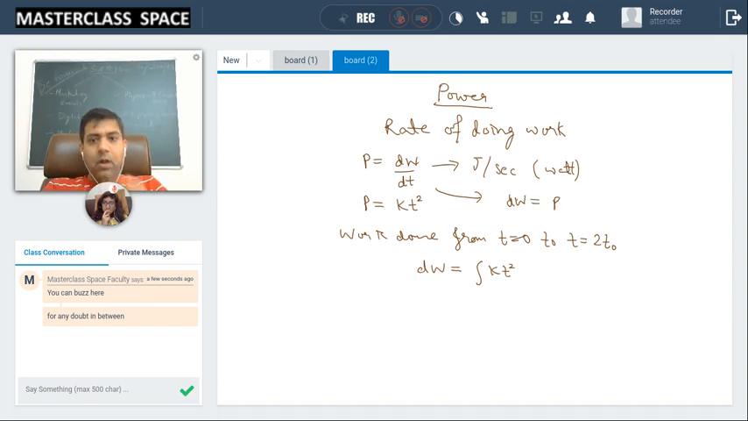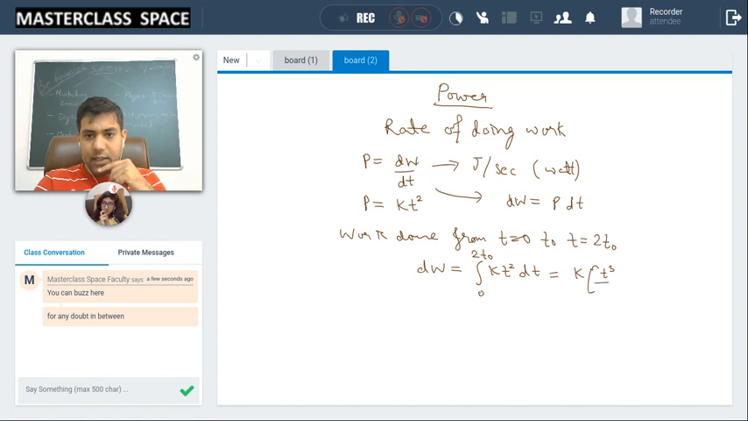dW equal to P dt. Okay, so that's what I'm going to write: dW equal to P into dt, and integrate from 0 to 2t naught. Isn't it easy? Quite easy. So that's going to be equal to k t cube by 3, from 0 to 2t naught. And that's going to be equal to what? 8 k t cube by 3. Quite easy. This is how you actually move and do this.